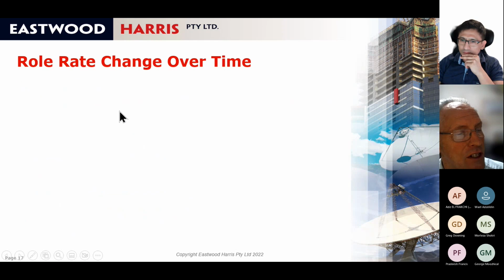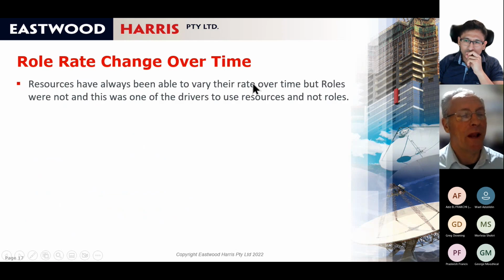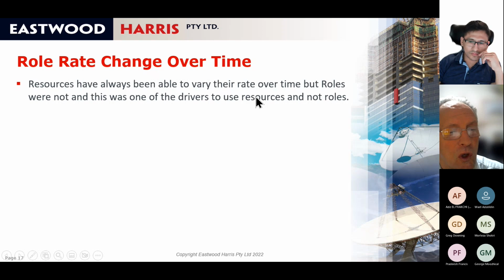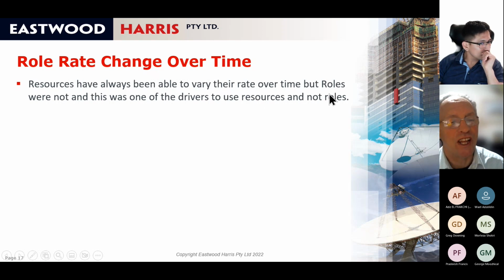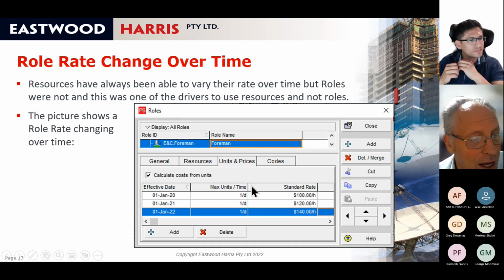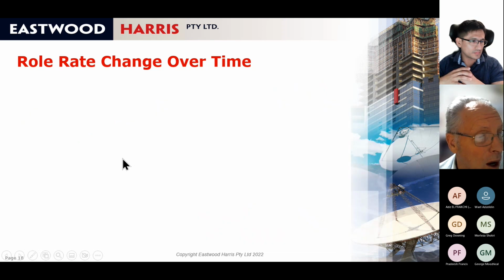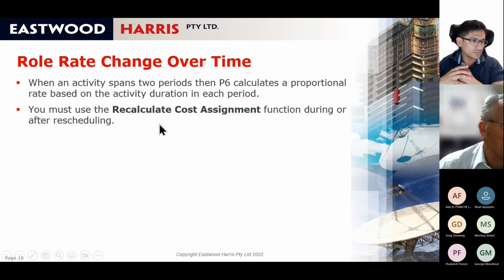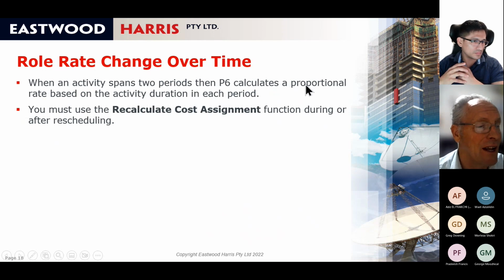Next thing is role rate changes over time. Resources have always been able to vary the rate over time, but roles would not. And this was one of the drivers where people would use resources and not roles, because there's less functionality in roles than resources. So what you can do now is change the role rate over time, which is quite useful. And obviously, when an activity spans 2 periods, then P6 calculates a proportional resource rate based on the activity duration in each period.